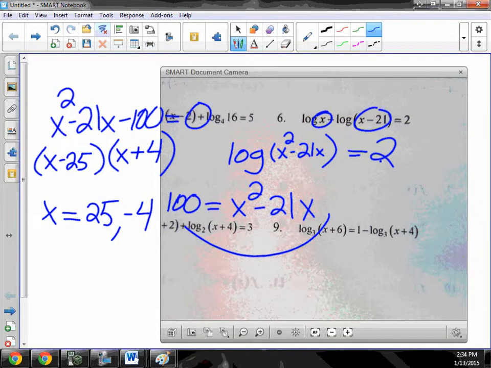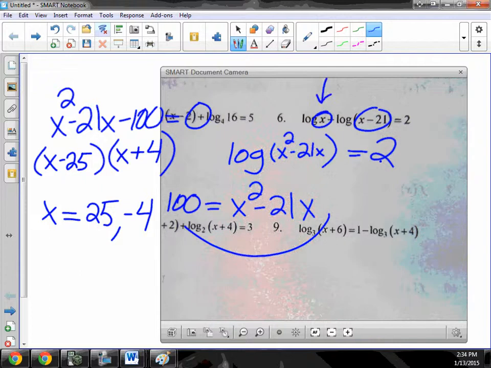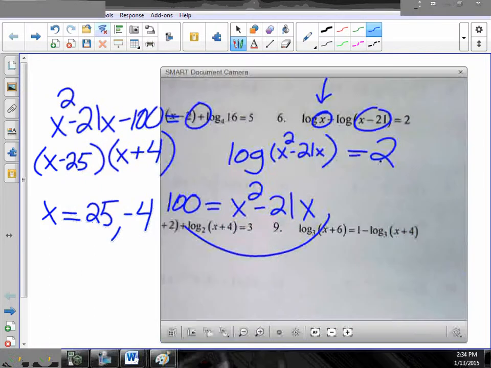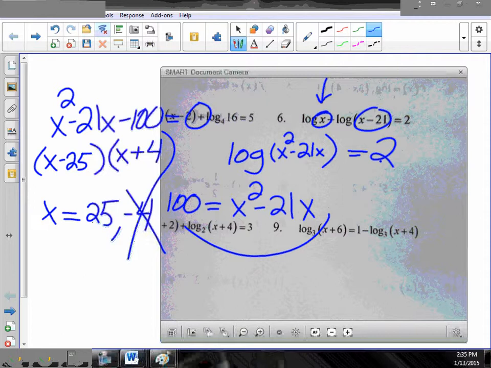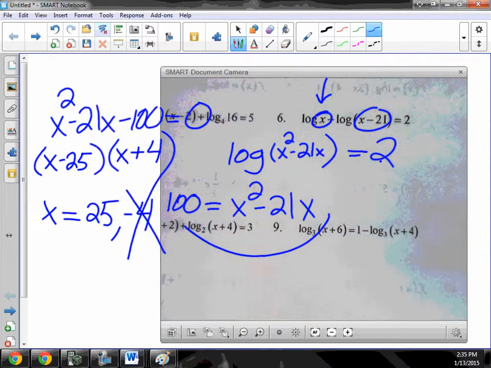You know what? This is one of those cases where it doesn't work. Well, look at the negative 4. Can I put negative 4 in here? 10 to what power is negative 4? There isn't one, so actually this is not a solution. Okay, so 25 is the answer. And 25 works in both of them. Log base 10 of 25 plus log base 10 of 25 minus, anyway, it works.